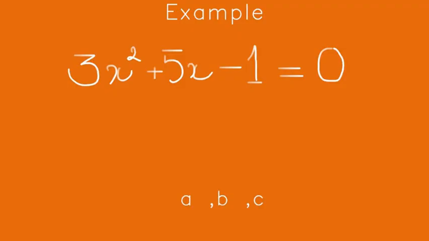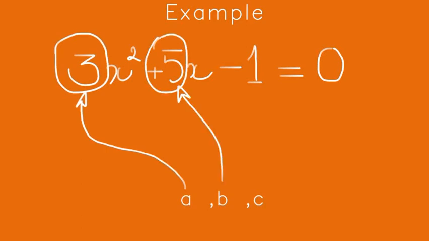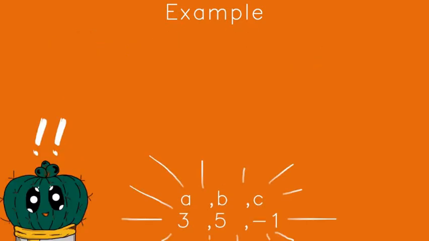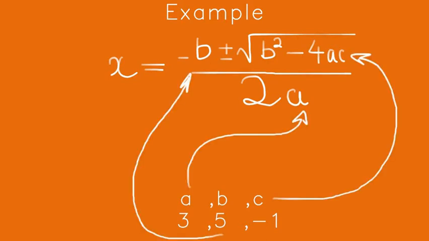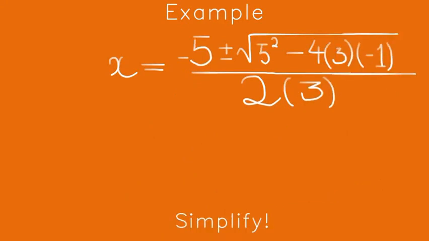Now we can say that a in this case is 3, b is 5, and c is negative 1. Let's put all these three values into our quadratic formula. This is the recipe for finding out the values of x. So let's start putting the values in, a, b and c, and then simplify. Let's start off with simplifying the denominator.